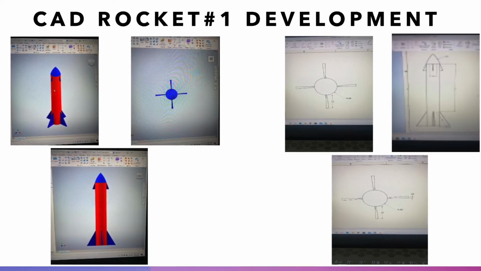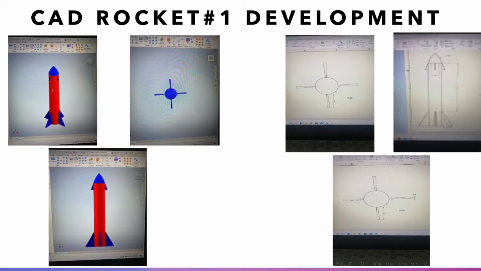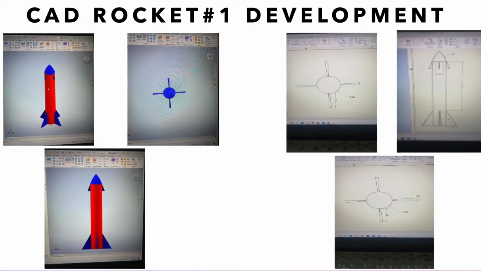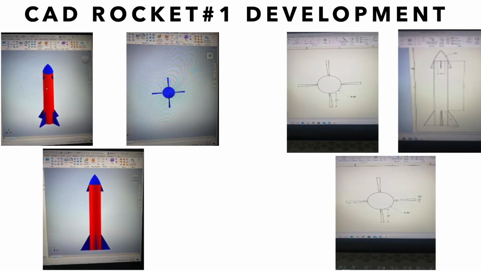7. For the fins of the upper part of the rocket, do something similar to step number 3. Select the Line key from the upper part of the rocket body to a little before the third of the rocket body. 8.